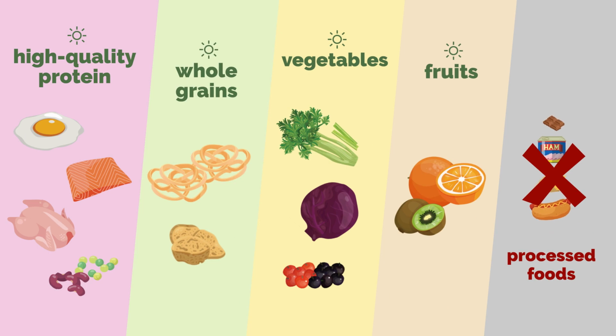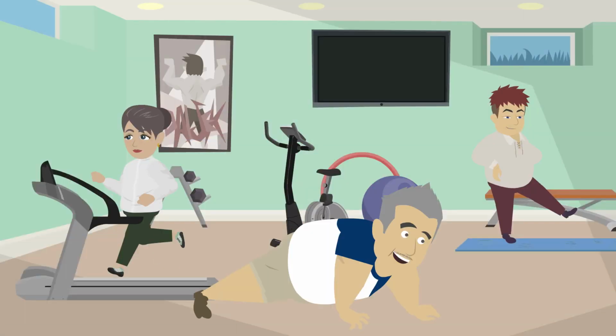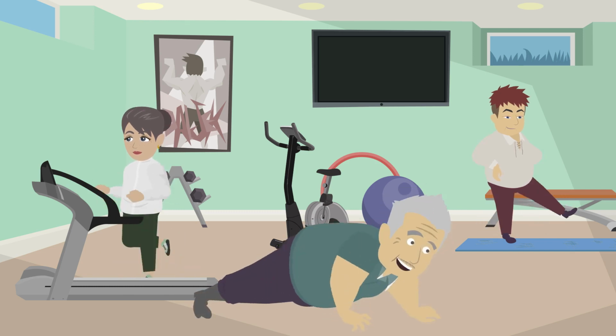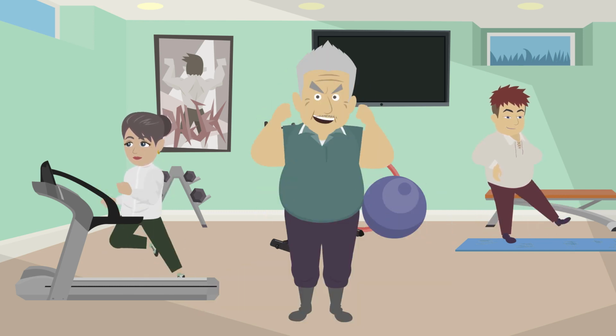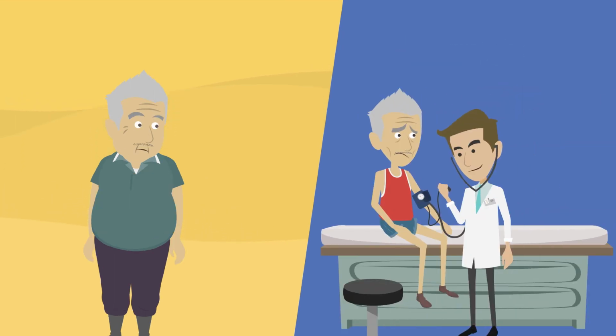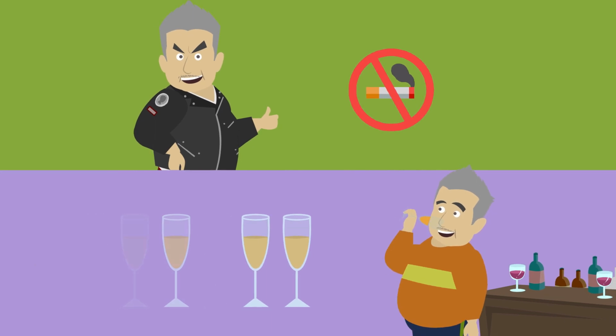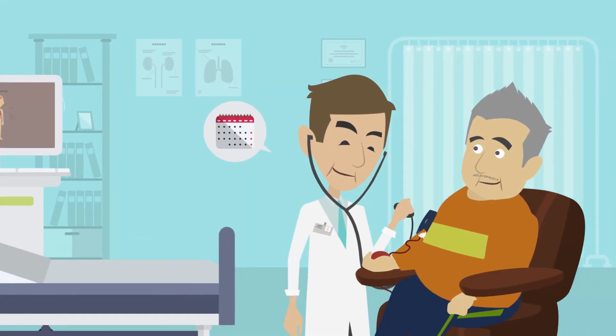Minimize processed foods. Control body weight. However, it's important to note that being slightly overweight is beneficial for survival in old age. Avoid body weight loss unless for important medical reasons. Quit smoking and limit alcohol consumption. Undergo regular health checkups.